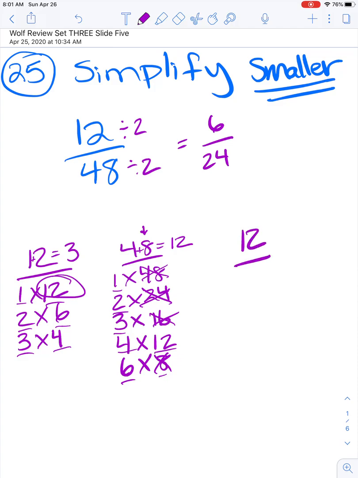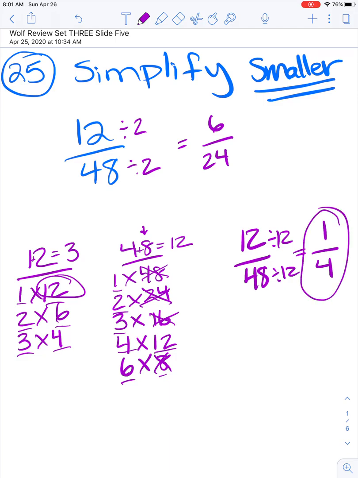So what we could do is take 12/48 and divide by 12. Whatever I do to the bottom, I do to the top. 12 divided by 12 is 1, and 48 divided by 12 is actually 4. Now, this is in its simplest form.